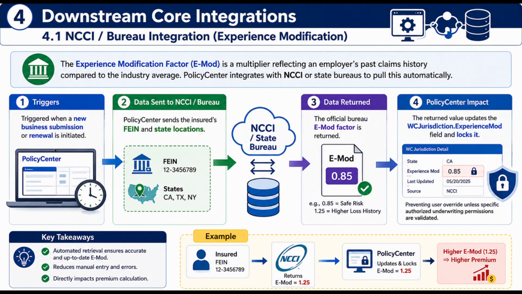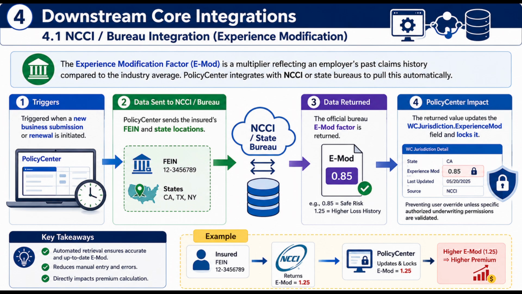This factor functions as a statistical multiplier reflecting an employer's historical loss and claims record compared to the baseline average of other businesses operating within the same industry sector. An experience modification factor of 1.0 signifies an average risk profile. A factor below 1.0 indicates a safe history that earns a premium discount, and a factor above 1.0 indicates a high loss history that will increase the policy premium. Manually verifying these scores across hundreds of risks would create massive operational bottlenecks, making a seamless system-to-system integration an absolute necessity for modern core platforms.